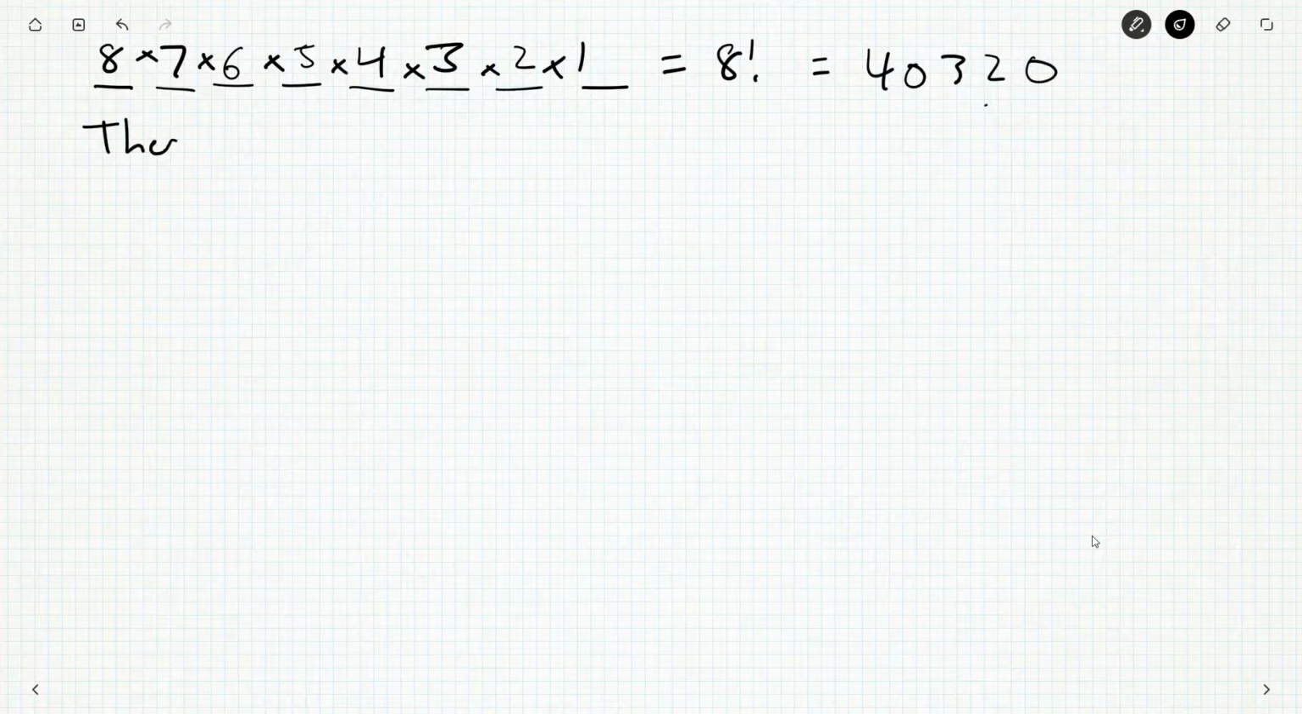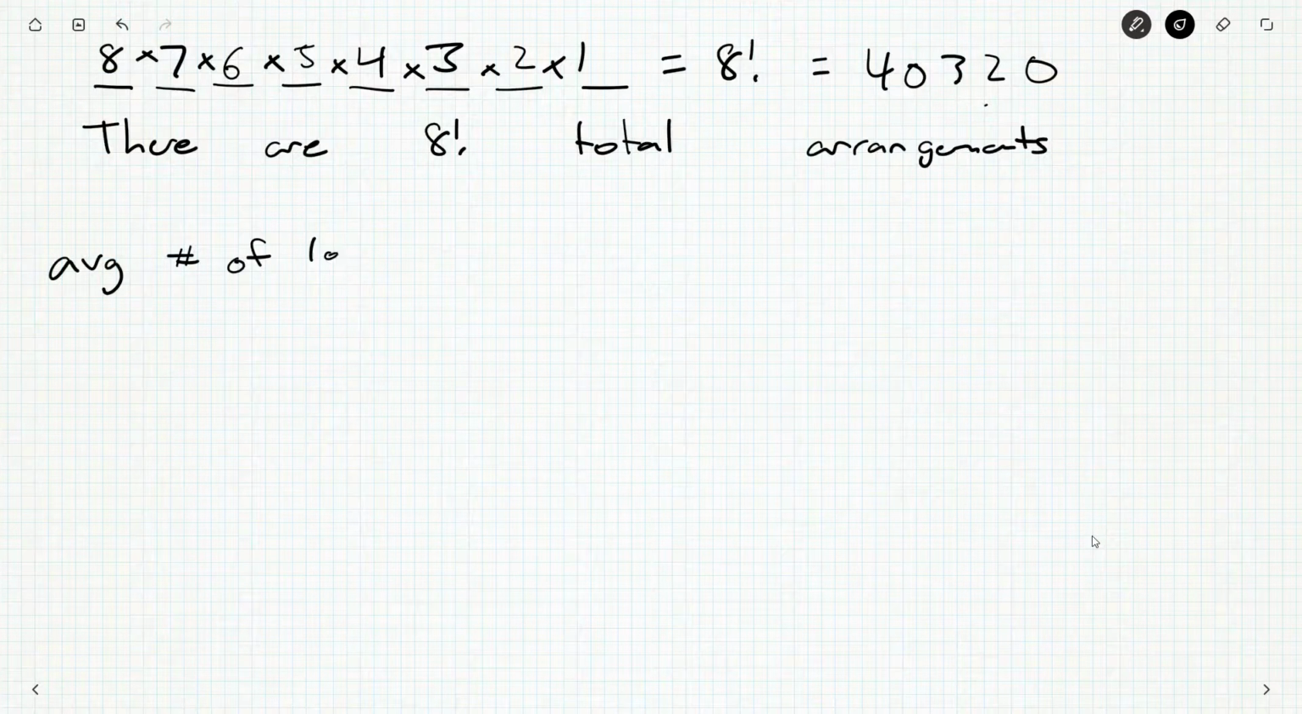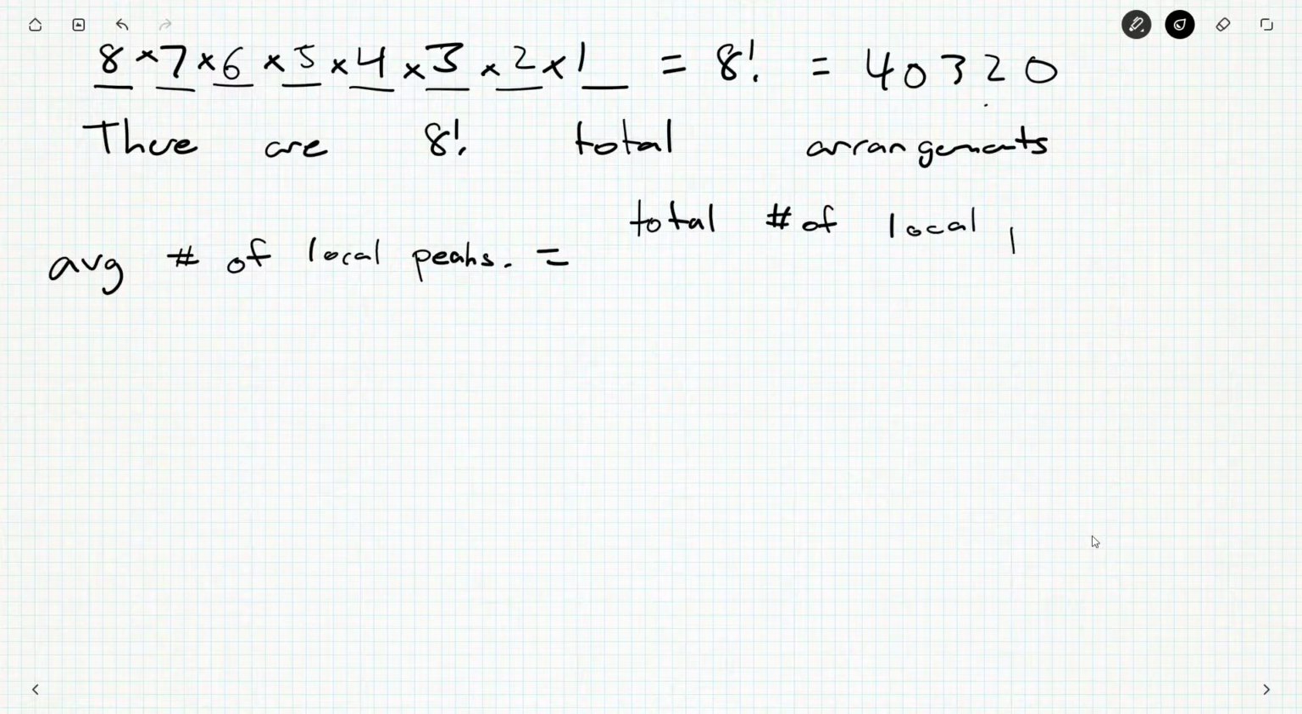So there are 8 factorial in total arrangements. So why is this relevant? Why is it necessary to make this connection? Well, I don't necessarily know whether or not we need the 8 factorial. But as I've started segueing a little bit, as we did at the end of Part A, into doing some combinatorics notation, I thought there it is. But what do we want? We want the average number of local peaks. Okay? How do we calculate average? Well, we need the total number of local peaks in all arrangements over the number of arrangements.